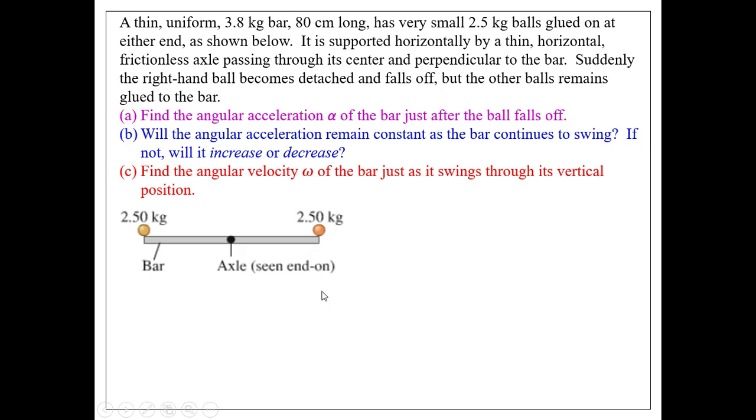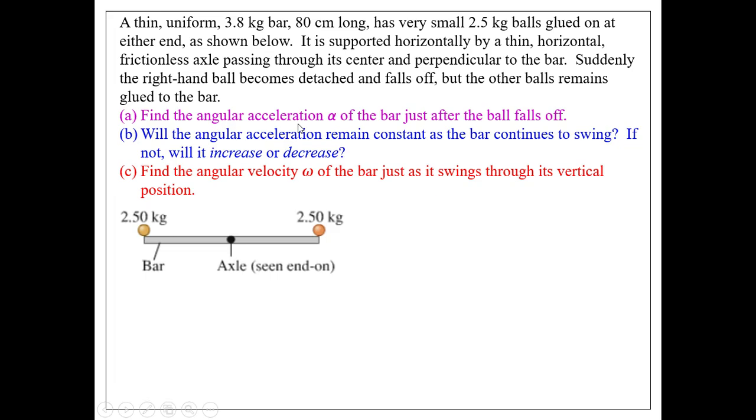Here you have a thin uniform rod. The bar itself has a mass of 3.8 kilograms, and then you have two spherical objects here, balls on the outside of each of these ends, each with a mass of 2.5. And it tells you essentially the right one falls off. Okay, all of a sudden it falls off, and it wants us to find A, B, and C. So if you need to pause, read A, B, and C. All right, let's go and do it.